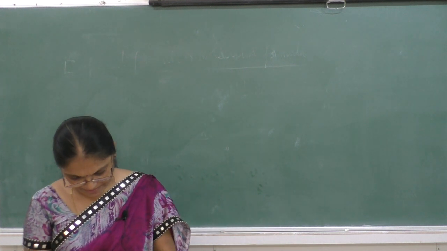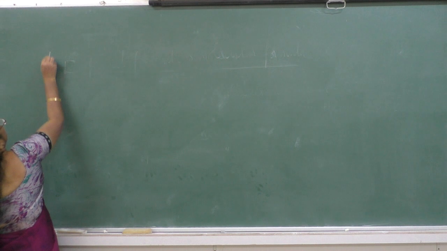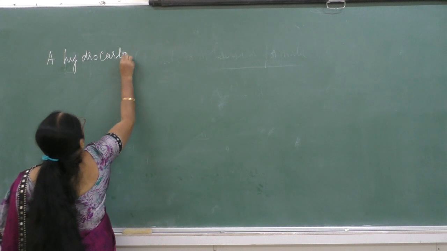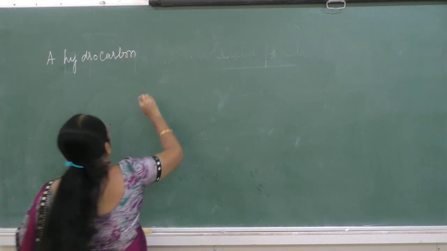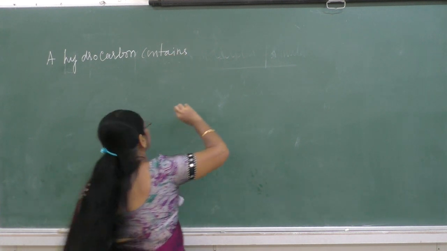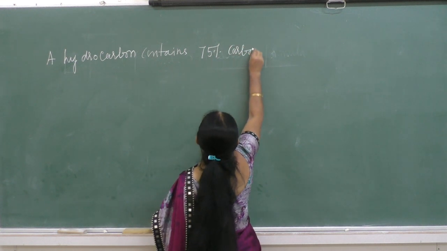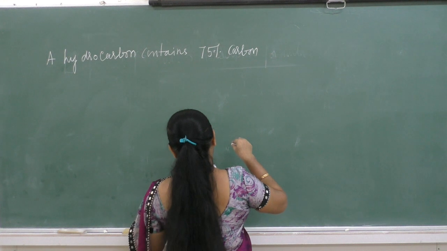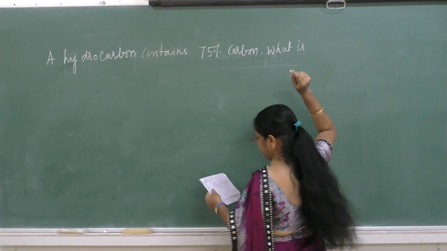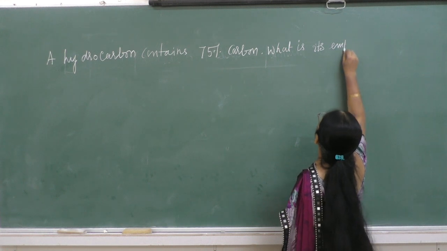So the first problem is: a hydrocarbon contains 75% carbon. What is its empirical formula?